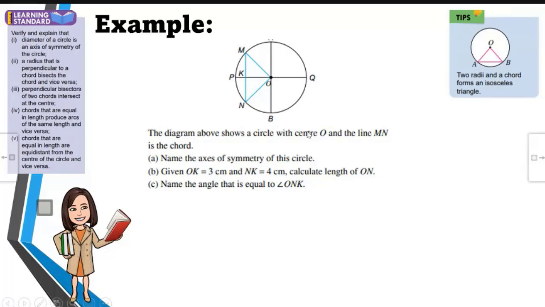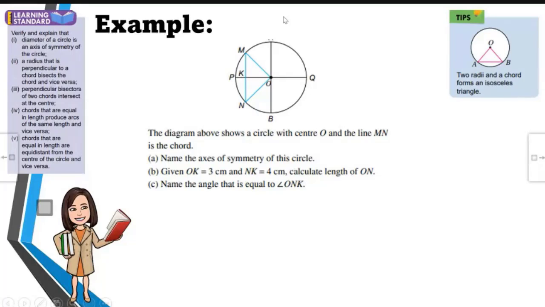Okay, so these questions, you see the O center here, the line MN. So what is the line MN called? Here mentioned it is a chord. Chord, part of circle you learned it. M and N is a chord. So what is the line POQ? What's the name of the POQ? Diameter. Yes, diameter. Okay, good. Now I'm asking part of circle. So it's diameter. So the first question is name the axis of symmetry of these circles.